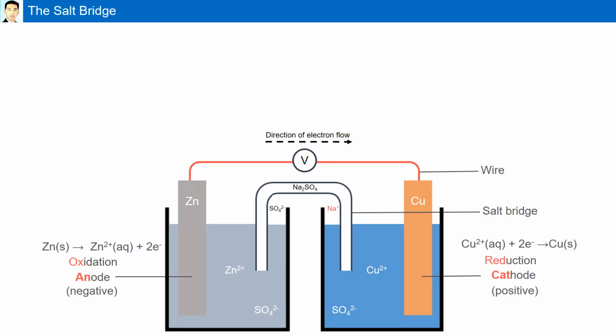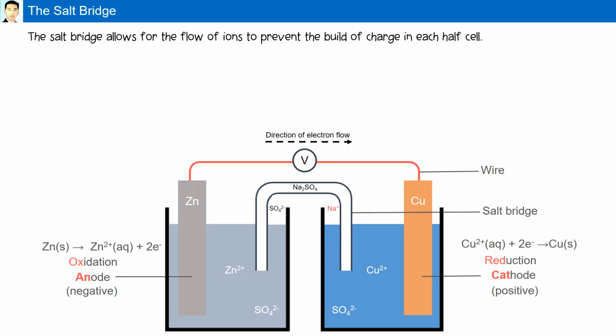The salt bridge. The salt bridge allows for the flow of ions to prevent the buildup of charges in each half cell. Salt bridges usually consist of a hollow U-tube, which is plugged up with cotton wool to keep a salt solution trapped in it. In our example, we have Na2SO4, sodium sulfate, trapped in this U-tube. The salt ions, however, are able to flow in and out of this U-tube.